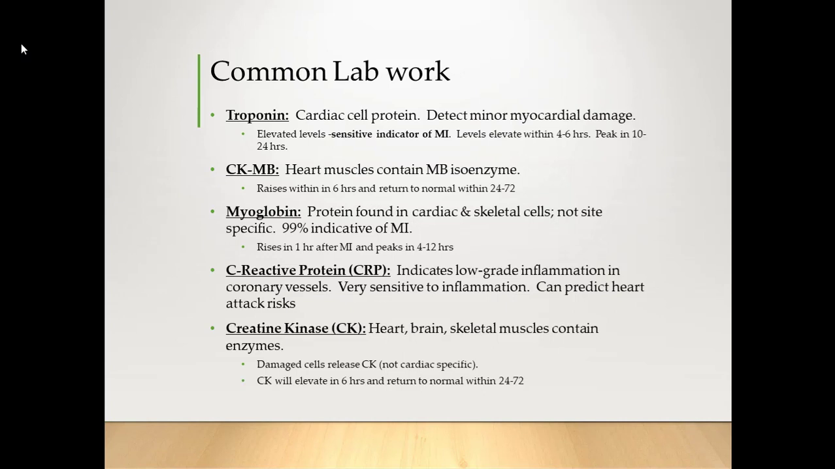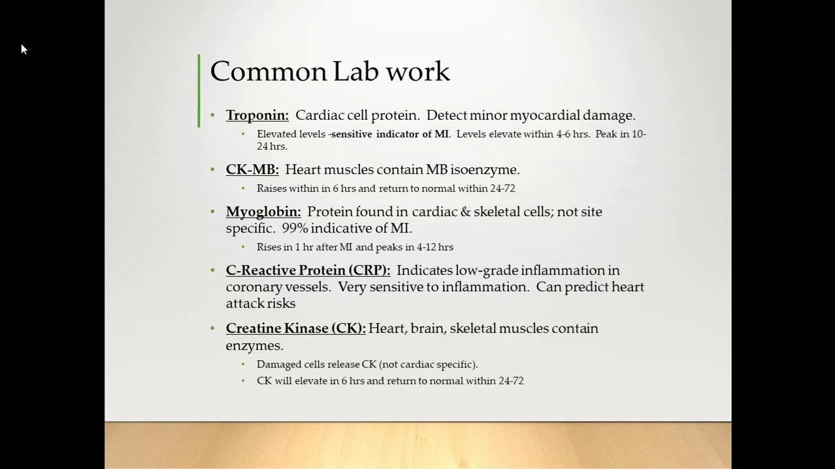A CRP, C-reactive protein. This just shows us that there's inflammation in the coronary vessels. Anytime there's even a little bit of inflammation, the CRP will be elevated, generally used to predict risks for heart attacks. It's highly sensitive.